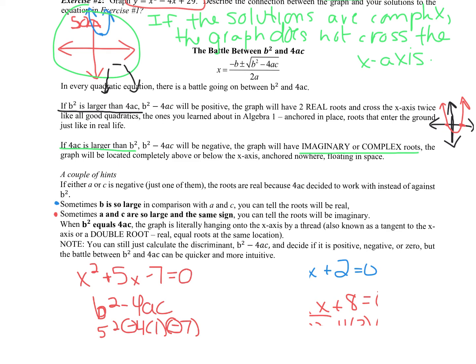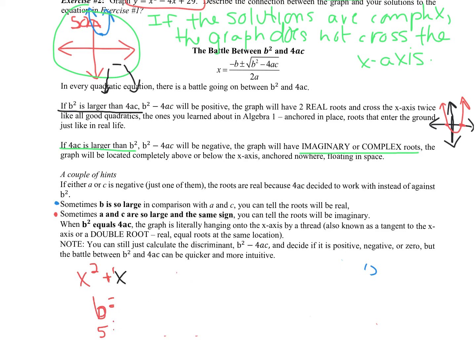Now there is one other special case, and I'm going to erase this, that we didn't talk about, and we haven't really looked at a graph like this in this unit. It says when b squared equals 4ac, the graph is literally hanging onto the x-axis by a thread, also known as tangent to the x-axis, or a double root. Real equal roots at the same location. Look at an example of that.